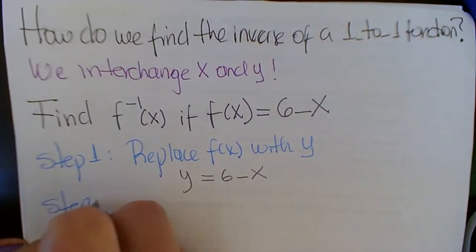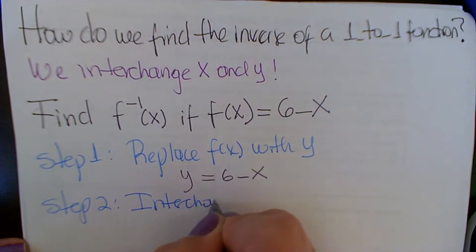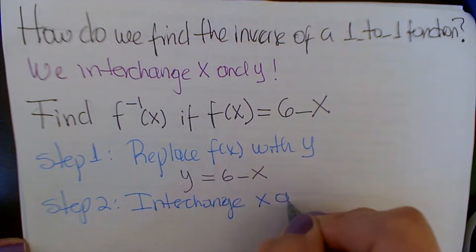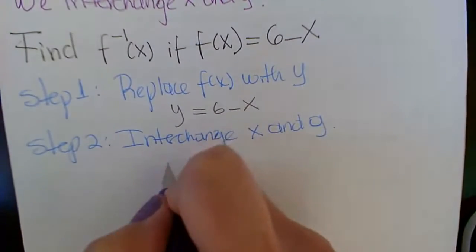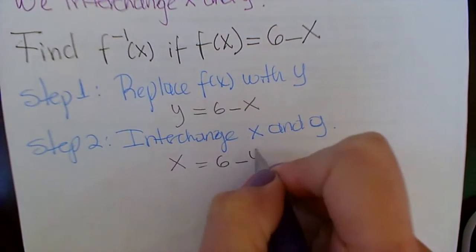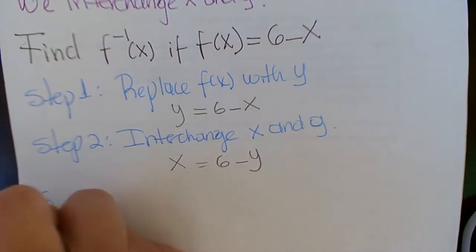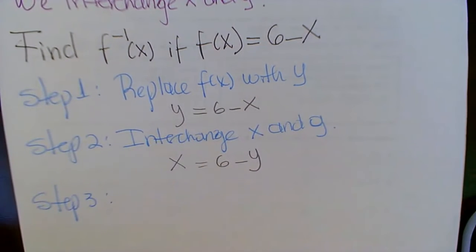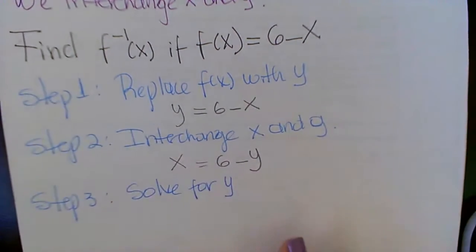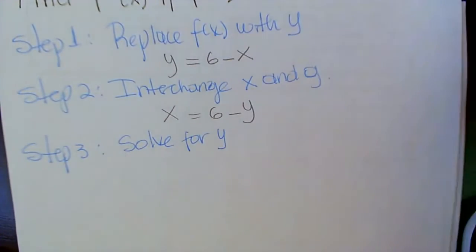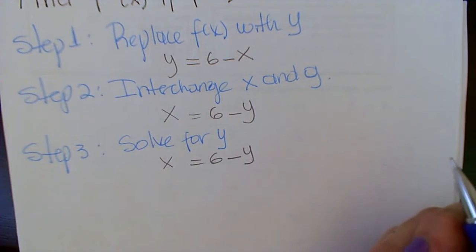Second step, we interchange x and y. So, okay, here's going to be an x, and here's going to be a y. Now, step 3, we solve for y. Okay, let me write it again. So we have x equal to 6 minus y.